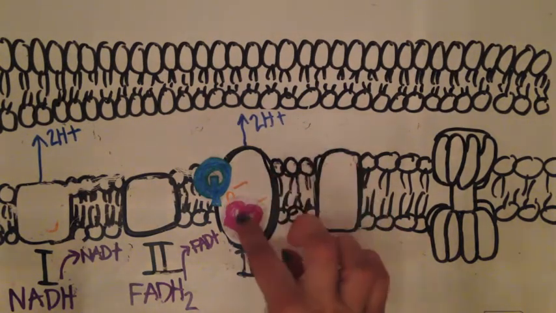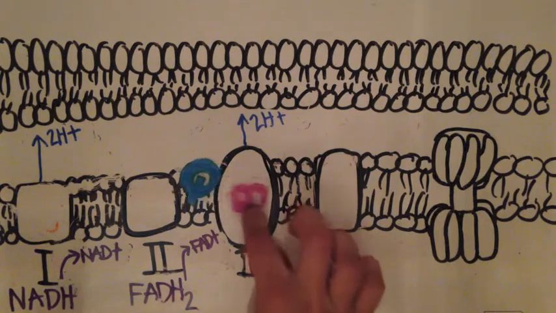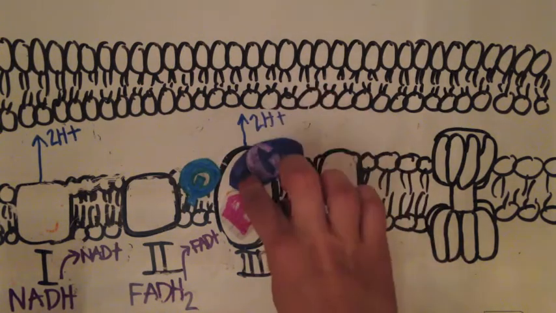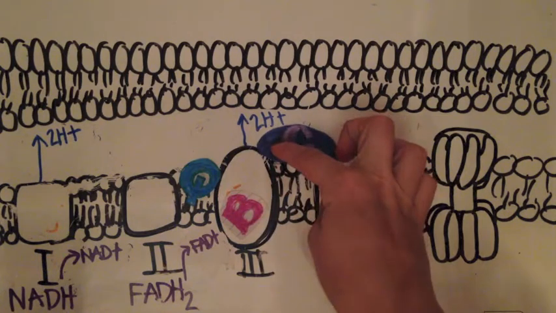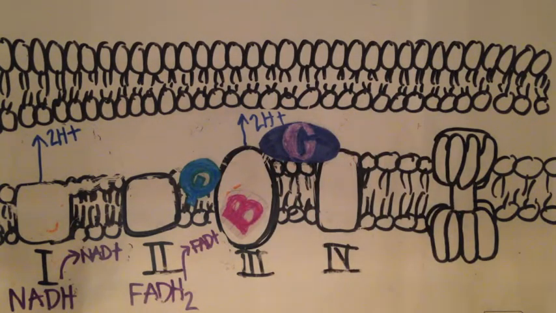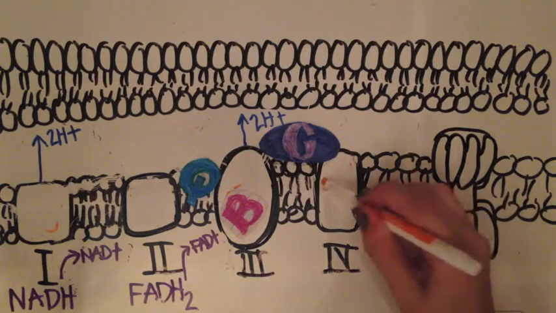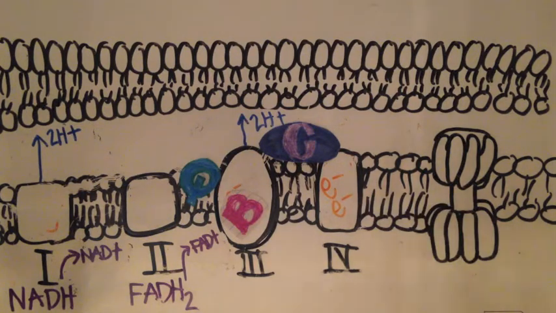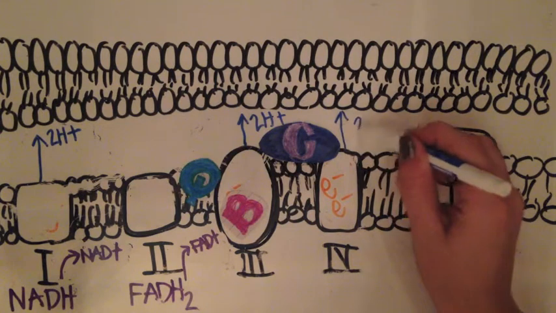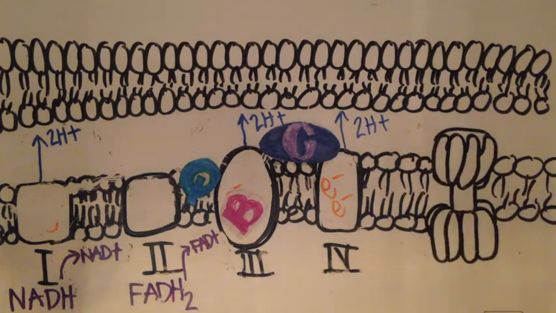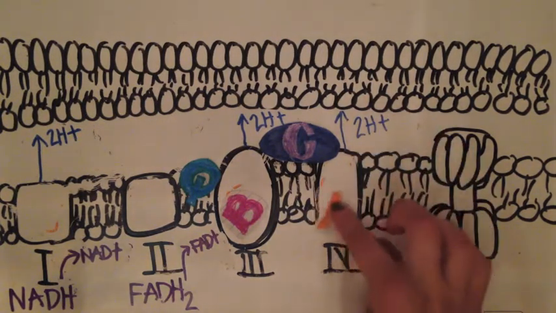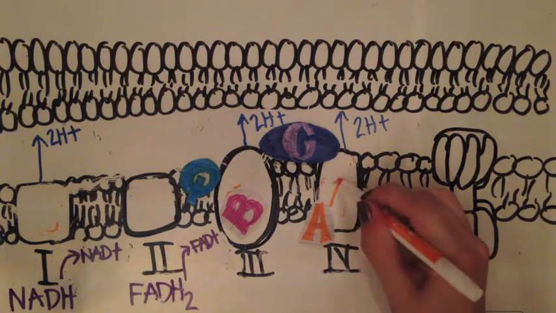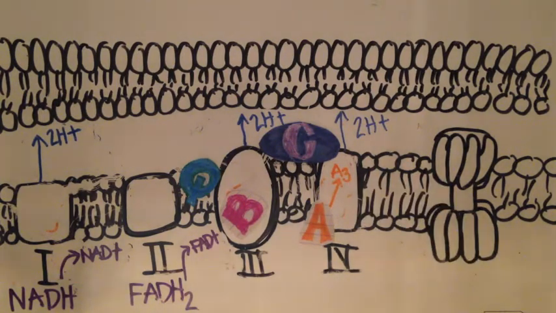2 hydrogen ions are passed into the intermembrane space in the third complex as cytochrome B alters the composition of the electrons, and the second transport protein, cytochrome C, carries the electrons from the third complex to the fourth. And 2 hydrogen ions are passed in the intermembrane space again. Cytochrome A is reduced to cytochrome A3 in the fourth protein complex.